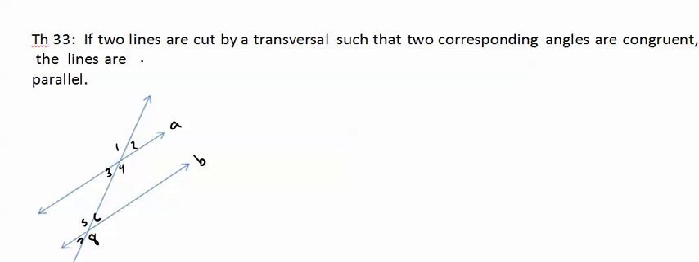The next theorem is, if two lines are cut by a transversal such that two corresponding angles are congruent, then the lines are parallel. This time, the corresponding angles in this diagram would be 2 with 6, 1 with 5, 3 with 7, 4 with 8. If any of those are stated to be congruent, then again, you can imply that line A is parallel to line B. Again, we can shorthand this like the previous one. Corresponding angles that are congruent imply parallel lines.